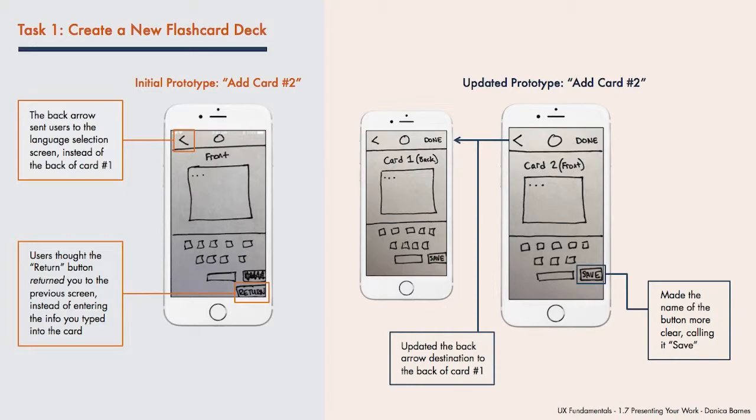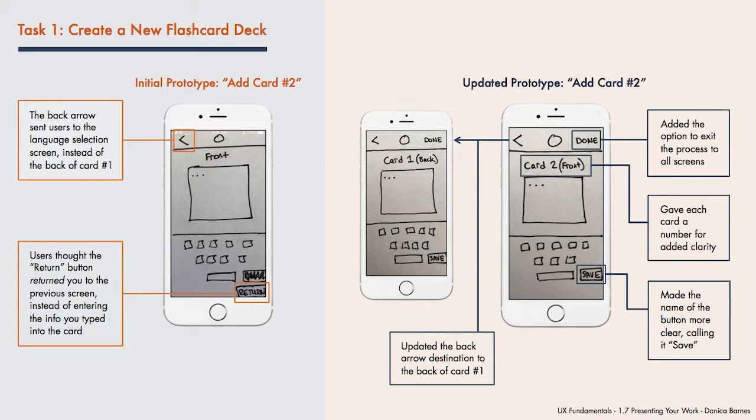And then we also made 2 additional changes to this screen that didn't come up in the usability testing, but we still felt were important. The first was adding a Done button to the upper right of the screen, just to give users the ability to exit out of the process whenever they needed to. And the second thing that we added was to give each card a number, such as card 1, card 2, card 3, card 4, so that users knew where they were in the progression of the deck at any given time, and they wouldn't get lost.